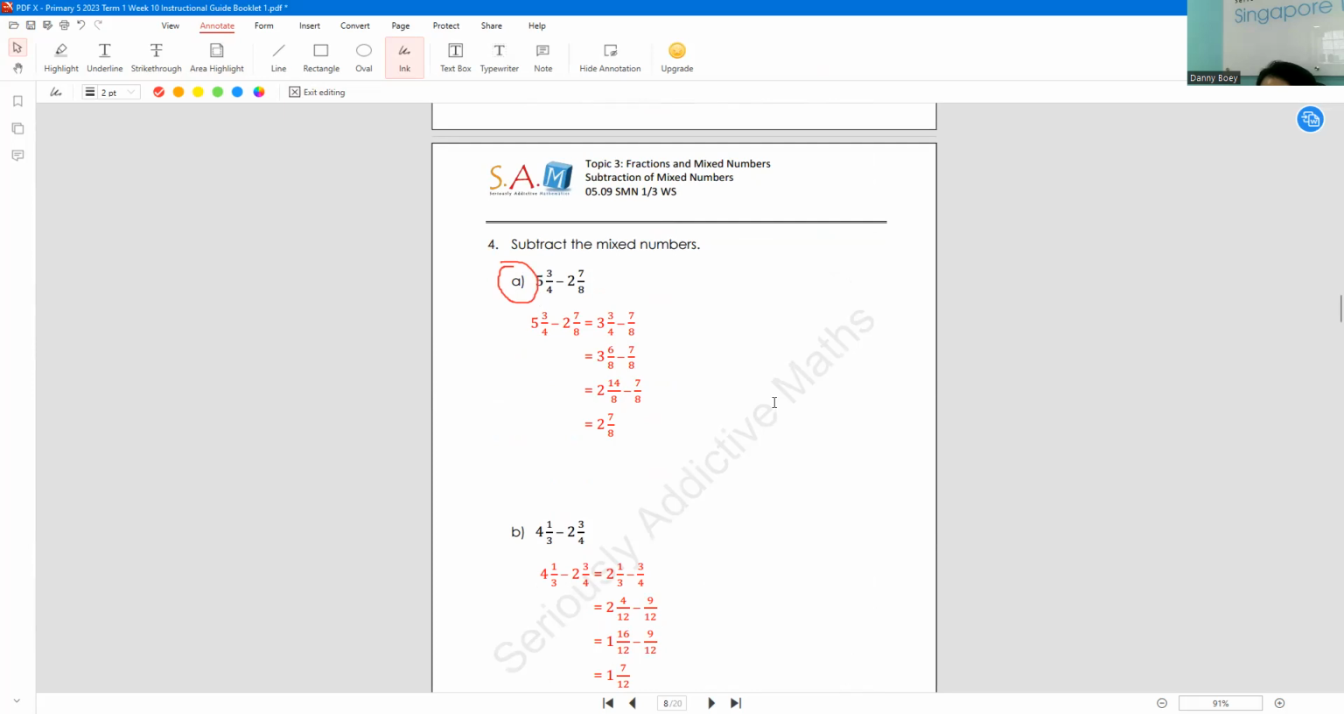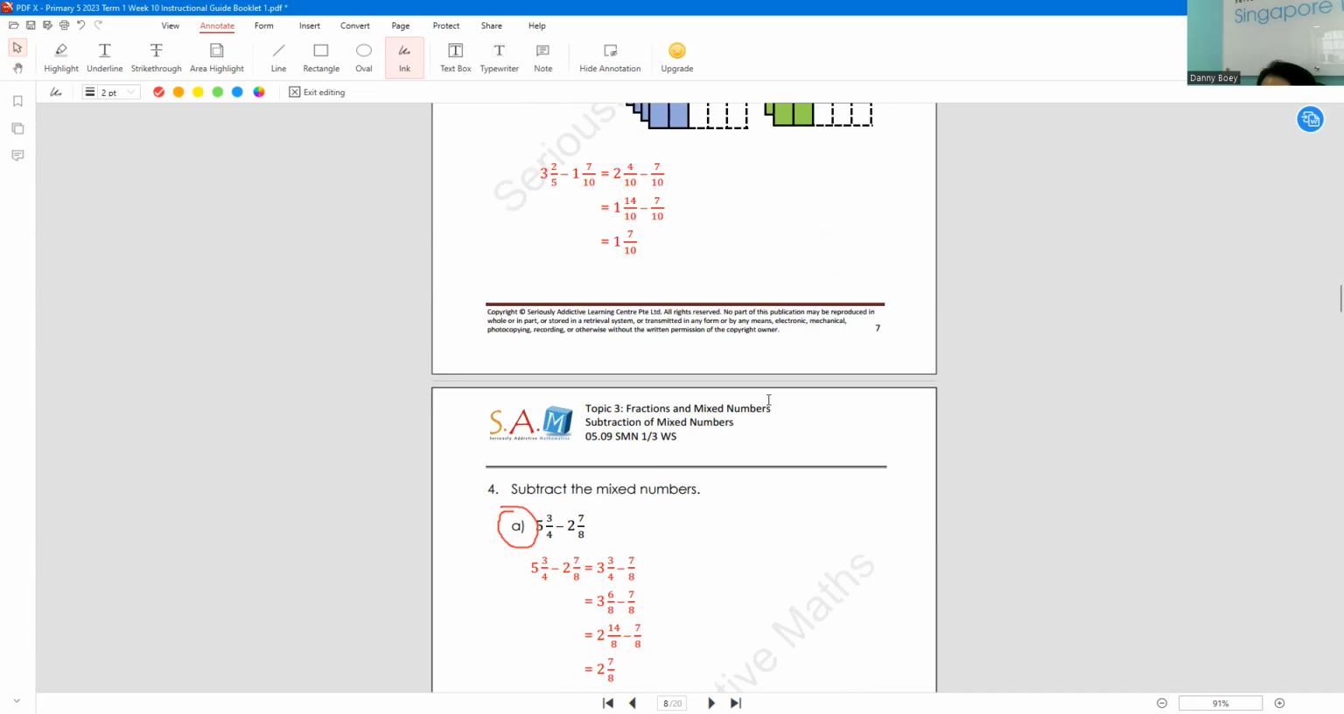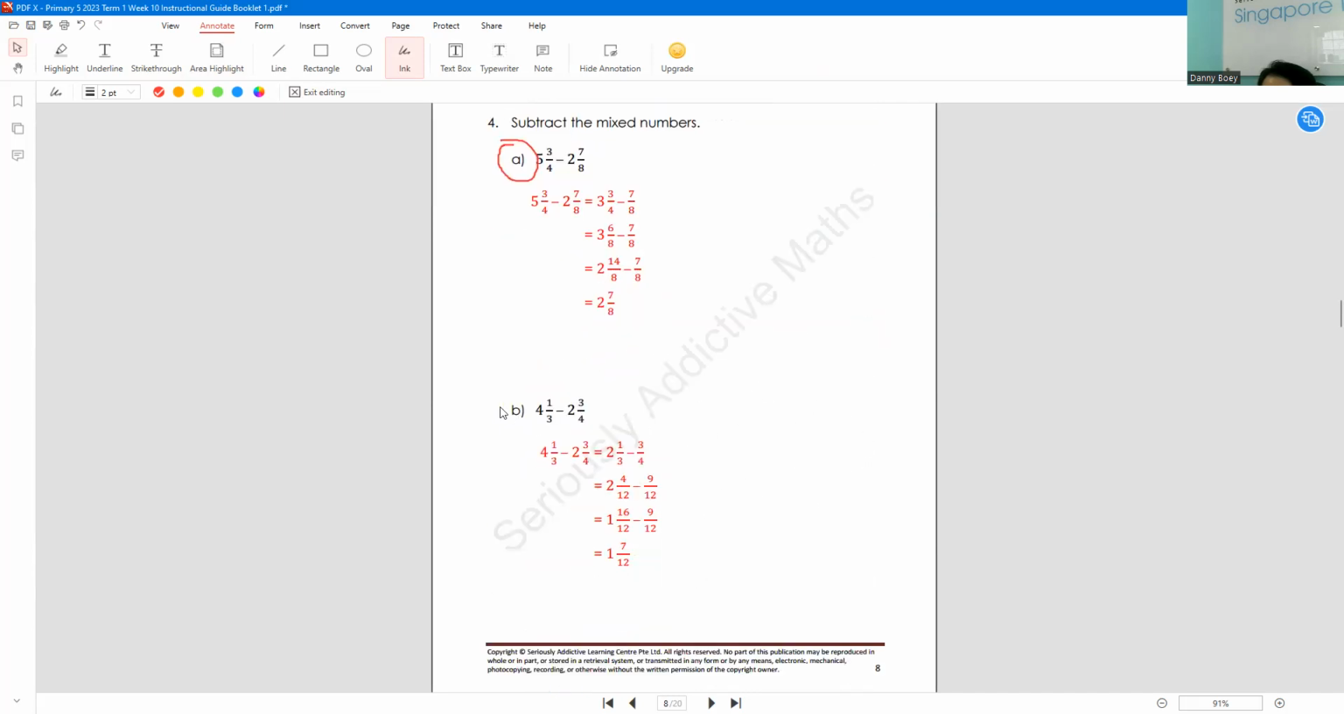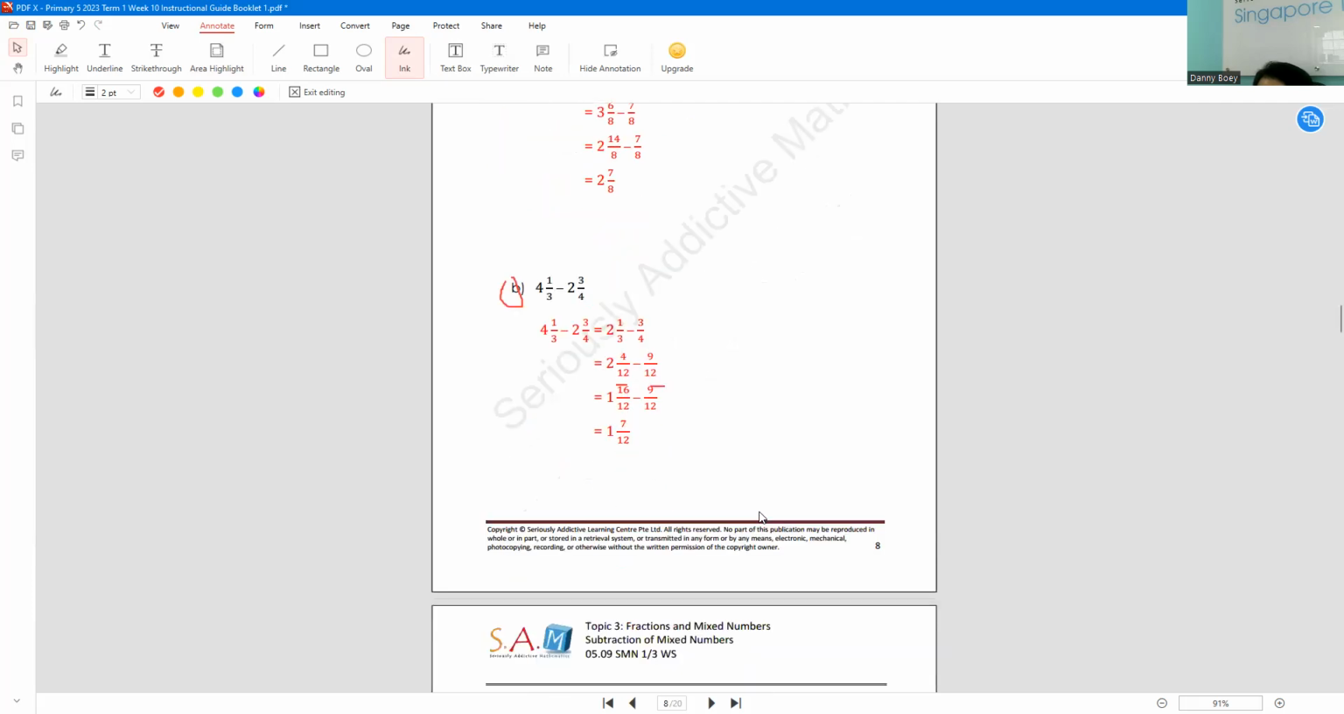Now, do take note, for some of the questions, they will need to do regrouping. So for example, you would need to demonstrate question 4B for them. So if you look at this, 4 whole 1 out of 3 minus 2 whole 3 out of 4. You take away the whole numbers first. 4 minus 2 whole equals 2 whole. 2 1/3 minus 3 out of 4. So convert into common denominator. What you get is denominator 12. So it becomes 2 whole 4 out of 12 minus 9 out of 12.